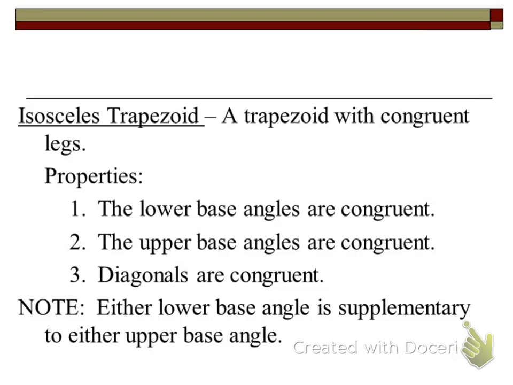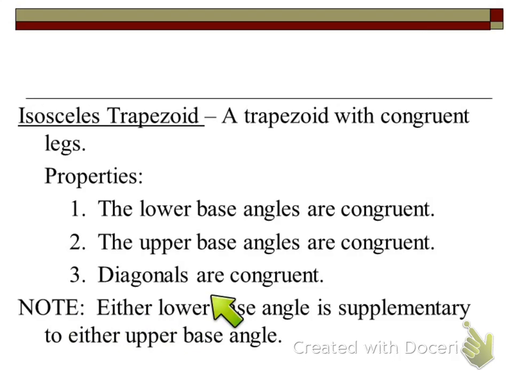So here's some information about isosceles trapezoids. To be an isosceles trapezoid, the legs have to be congruent. When that happens, a few extra things are true. The lower base angles are going to be congruent, the upper base angles are going to be congruent, and the diagonals are congruent if your legs are congruent. So lots of cool things happen in there.